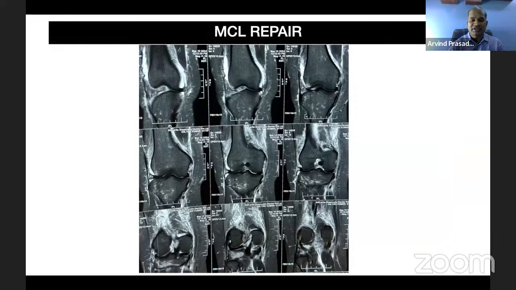So this is the case you can see here. This is the MCL, a complete tear of the superficial MCL and the deep MCL also. And again, there is an injury to the ACL also. You can see the empty notch sign on the lateral side of the tibia.